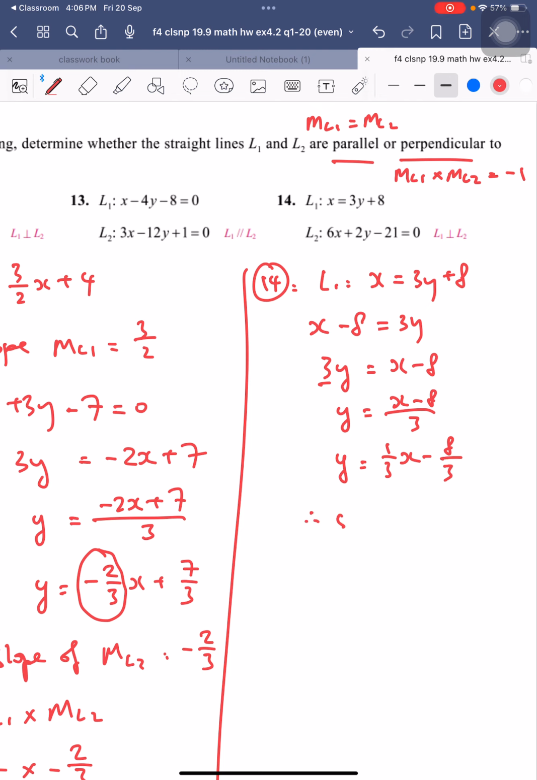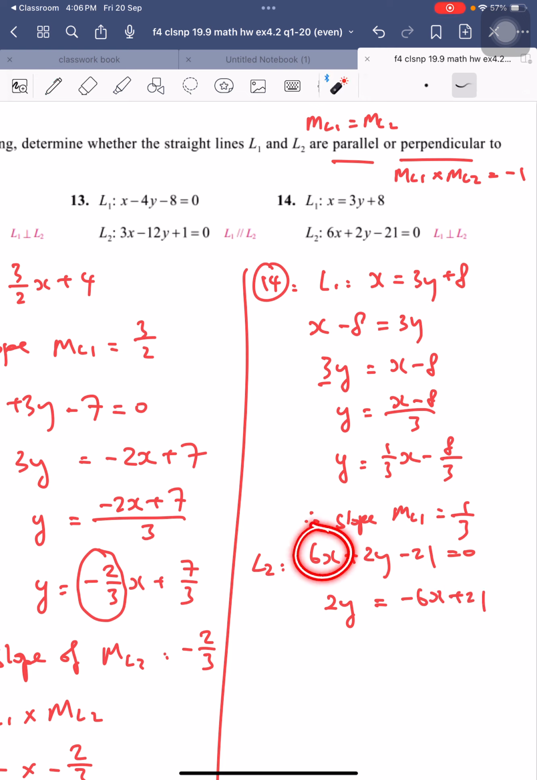So the slope m_L1 is equal to one third, because 1 over 3 is the number in front of the x. And now L2 is going to be the general form 6x plus 2y minus 21 equal to 0. Again, I change it to y equal to mx plus c, so 2y equal to -6x plus 21. I don't want the 6x, throw it to the right and it becomes negative. I don't want the -21, throw it to the right and it becomes positive. And I don't want this 2, so I divide the whole thing by 2. So -6x plus 21 divided by 2.